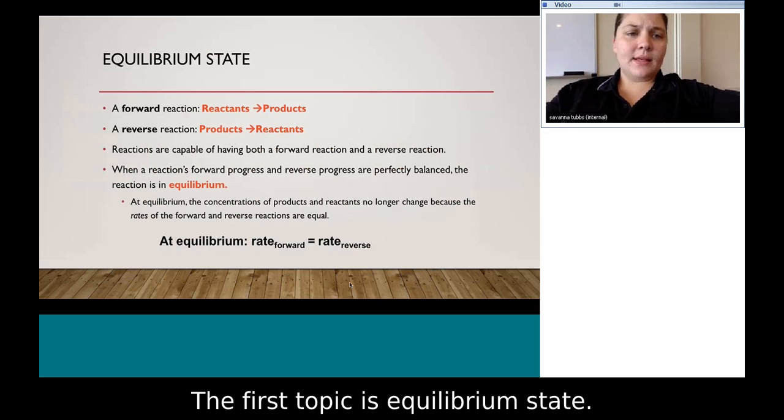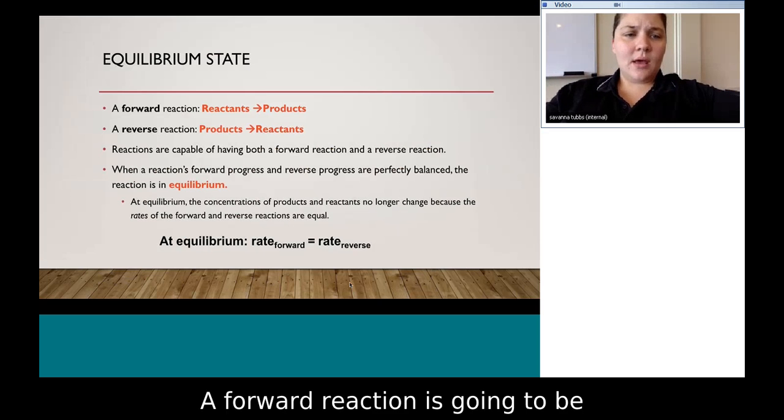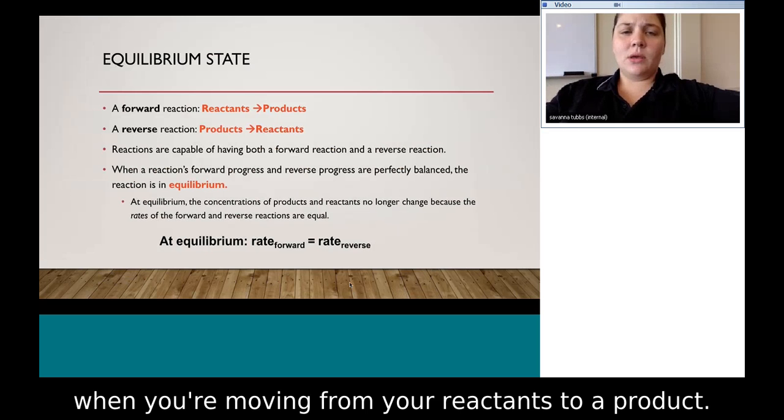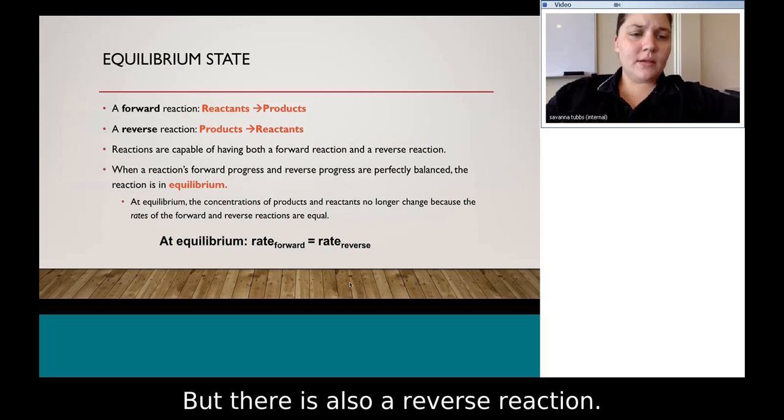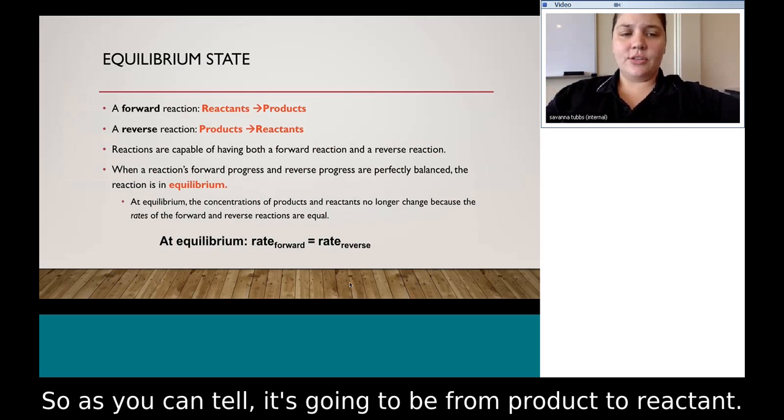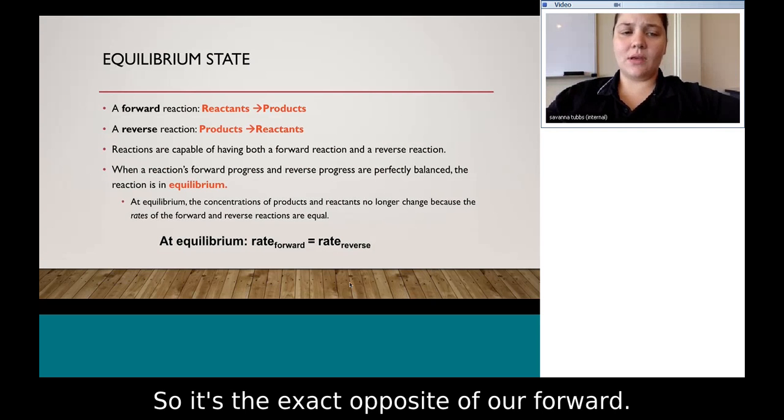The first topic is equilibrium state. A forward reaction is going to be when you're moving from your reactants to a product. This is what we normally have seen so far in our course. But there is also a reverse reaction. So, as you can tell, it's going to be from products to reactants, so the exact opposite of our forward.